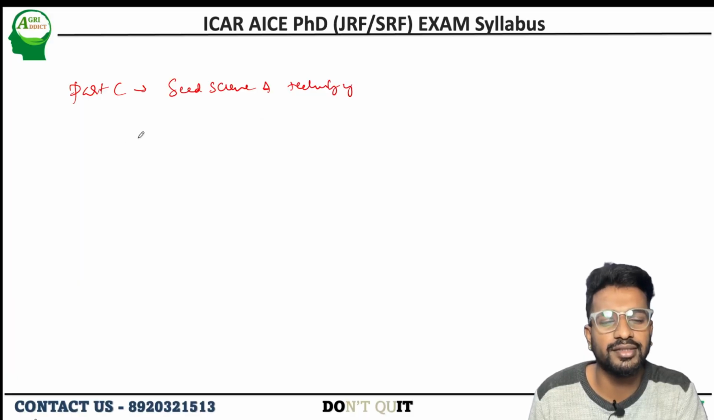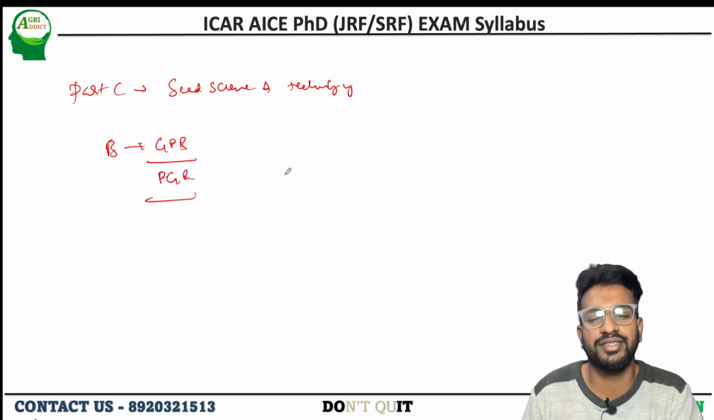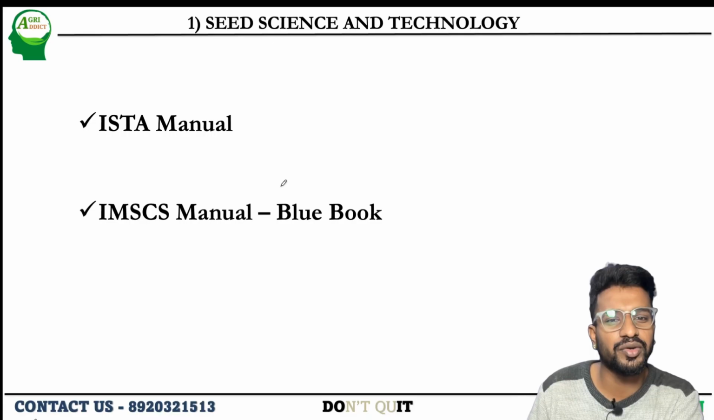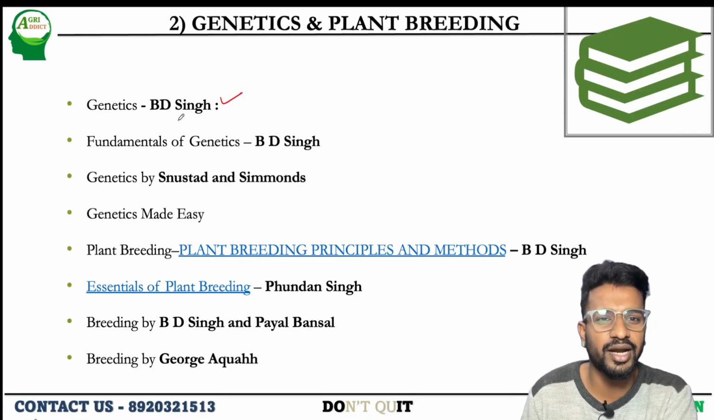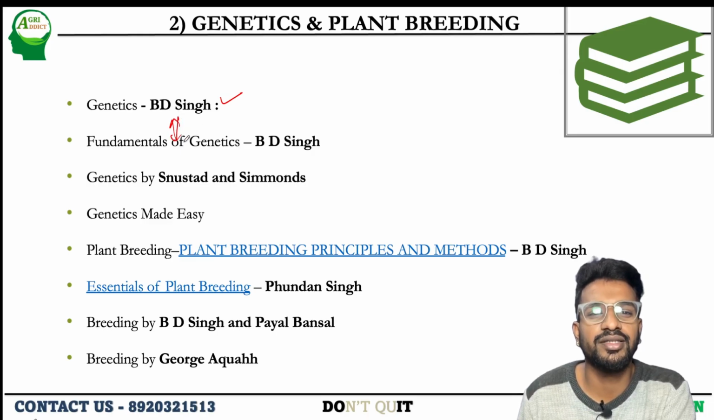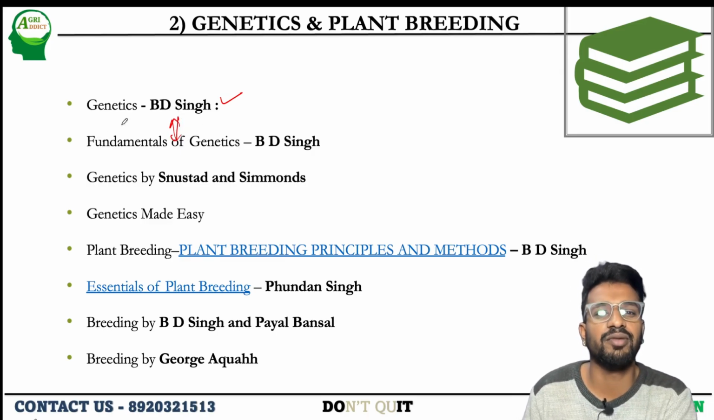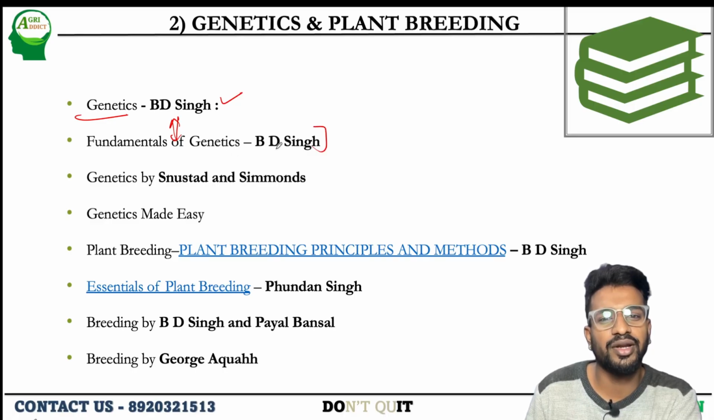Part B has genetics, plant breeding and PGR, like what to prepare for these 2 different subjects. For these subjects, you can go for the genetics by BD Singh if time permits. There are 2 books for genetics, Fundamentals of Genetics by BD Singh and Genetics by BD Singh. I would recommend you to go for just the fundamentals, that would be sufficient.